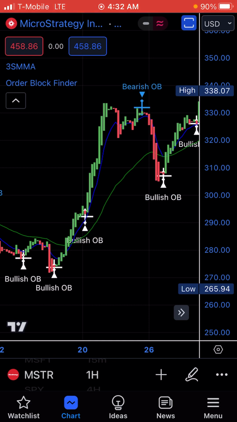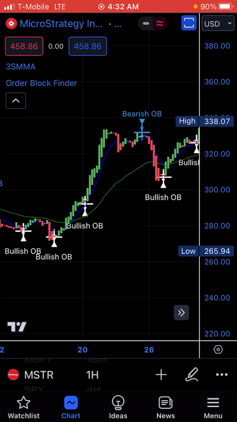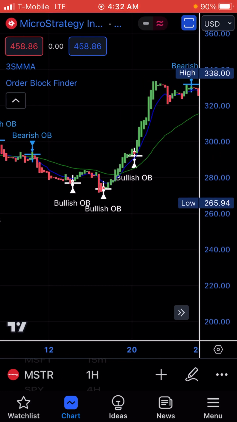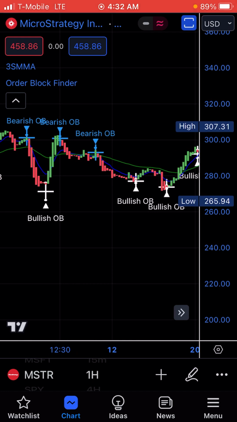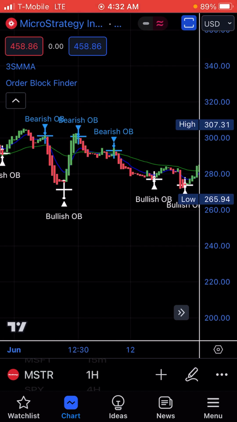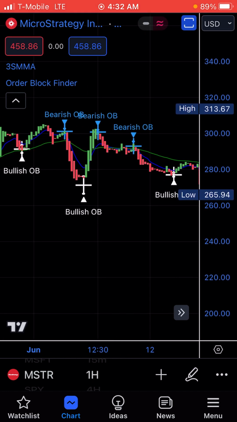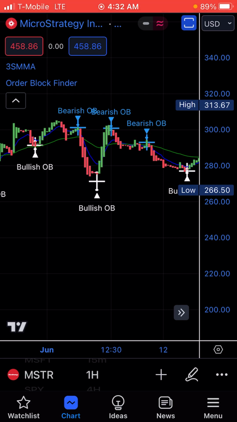This is how you can make a lot of money doing MicroStrategy. And I have to look at it, but I definitely want to look at Tesla too, because I think with Tesla you can probably make about the same. But let's just do a couple other scenarios here.